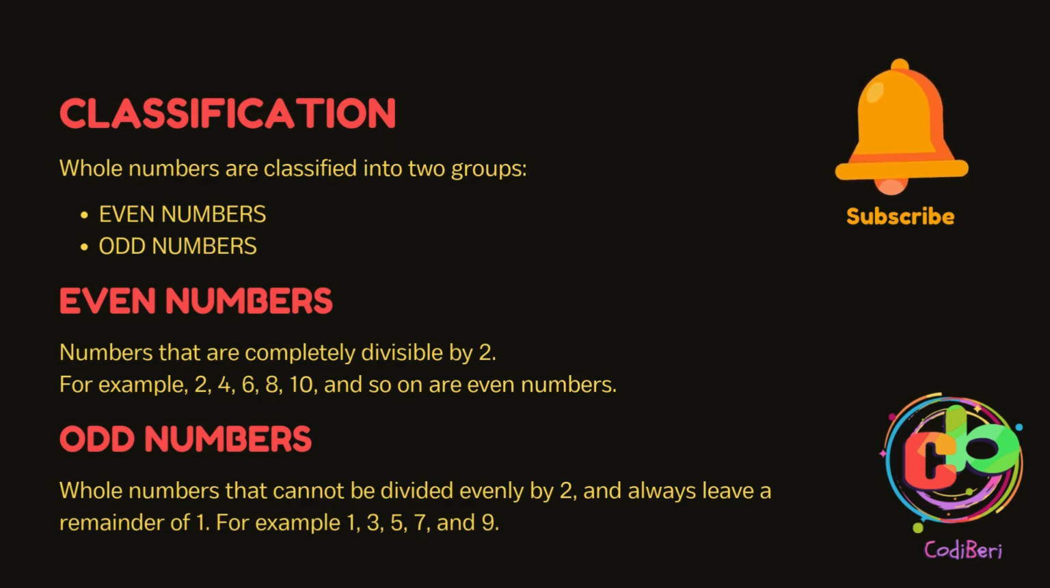Then we have odd numbers. Odd numbers are not completely divisible by 2. You always get 1 as a remainder whenever you divide an odd number by 2. Take examples of 1, 3, 5, 7 and 9 and so on.